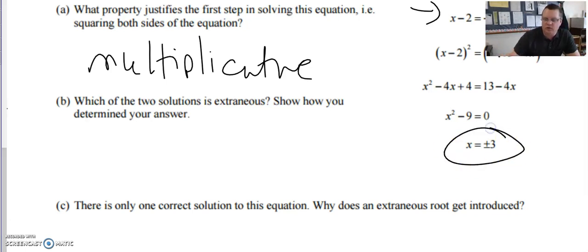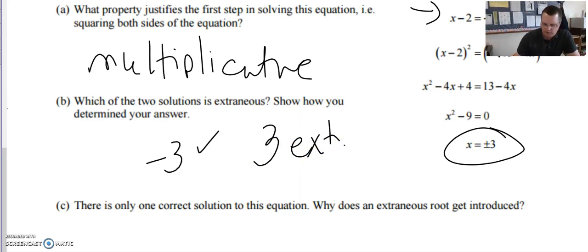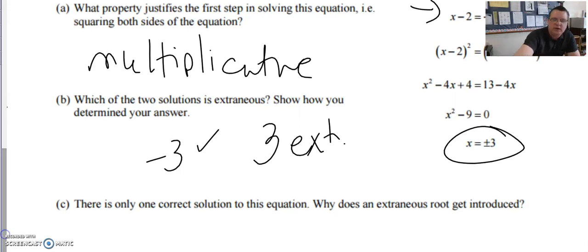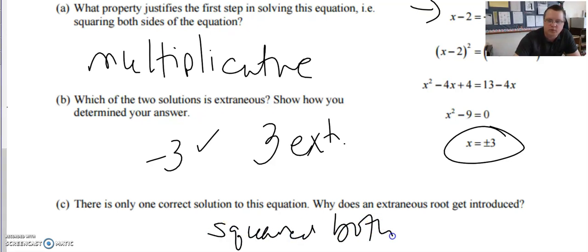Which of the two root solutions are extraneous? So they give you the solution, you go back and plug them back in. So we plug them back into the original equation, and -3 works. 3 is the extraneous root. Okay, there's only one correct solution. Why does an extraneous root get introduced? That's because you squared both sides. When you squared both sides, you were unsure if they were going to want the positive or negative value. So that's why you had to go and test them both.